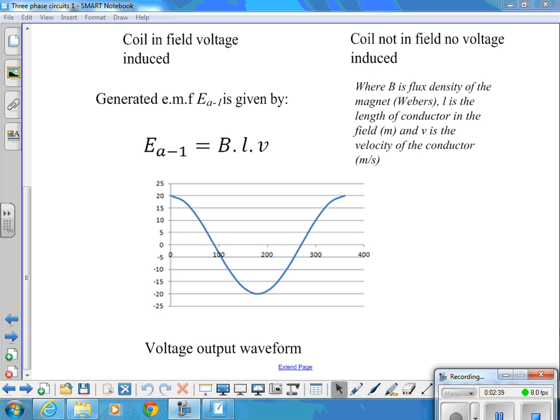So without any movement we don't get any voltage induced, and we can vary the amount of voltage induced by changing the field strength, putting more conductor in the field, or turning the damn thing faster. Okay, so that's the type of voltage output waveform we would get from one single coil. It's at peak when north and south are top and bottom as in the diagram, and it's at zero when the coil's completely out of the field, and then all other points in between create a sine wave, or a cosine wave, that one is.